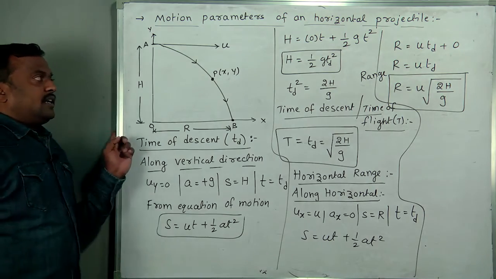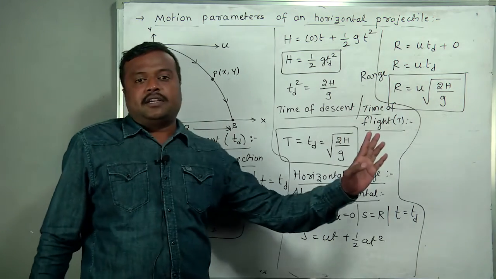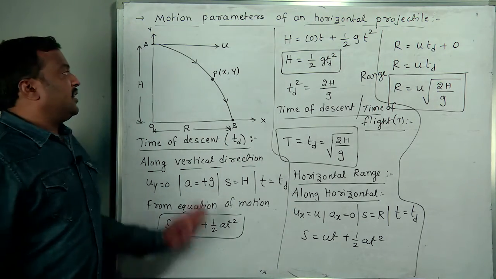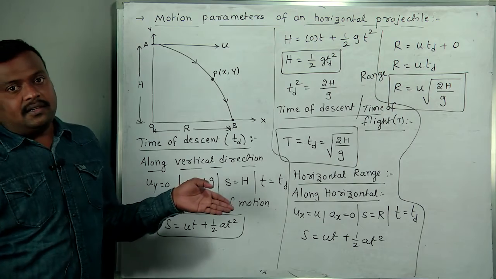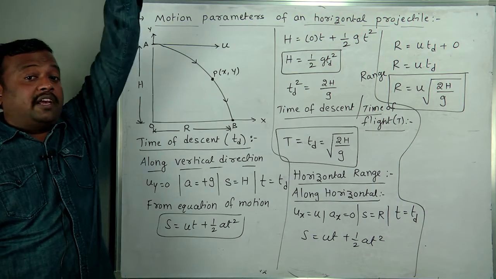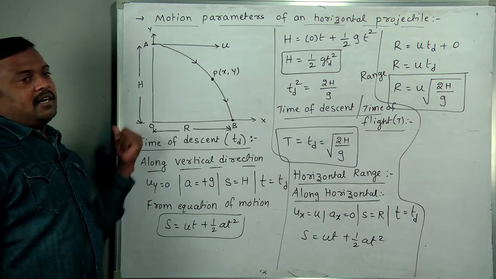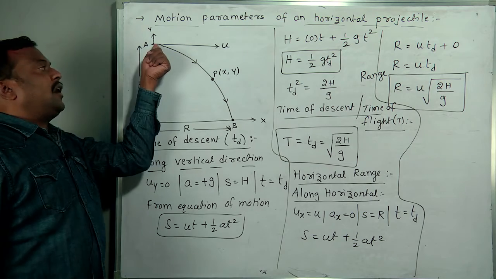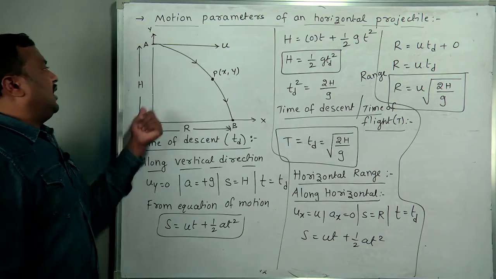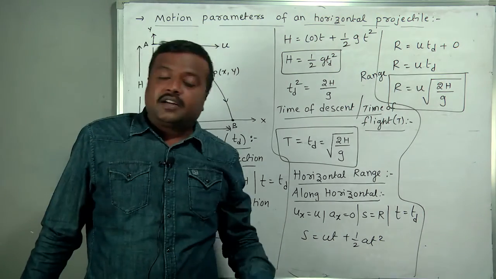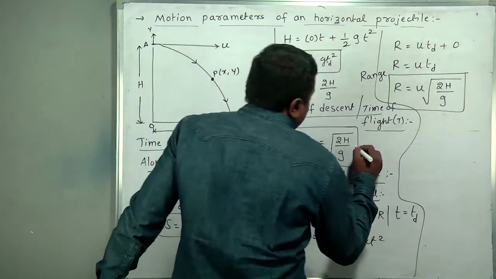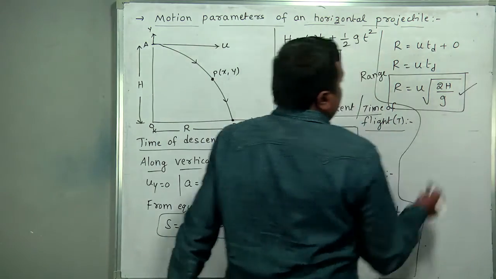Got it? So time of descent and horizontal range are the only parameters defined here, because time of ascent is not there; time of descent is nothing but time of flight. Maximum height is also not there here, because maximum height is how much height it is from the dropping location. No need to derive this one. In case of oblique projectile, we should derive maximum height also. So time of descent is this value, horizontal range is this value.